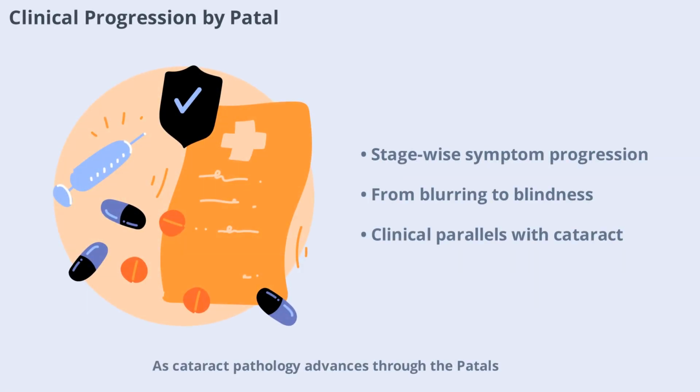As cataract pathology advances through the Patals, clinical symptoms worsen. The first Patal brings mild blurring and floating images. The second stage introduces more pronounced distortions, like diplopia and shifting object positions. By the third Patal, vision drops significantly, and the pupil may appear discolored. The fourth and final stage results in complete vision loss, mirroring the mature cataract described in modern ophthalmology. This progression underscores the clinical value of the Patal framework for tracking disease severity.